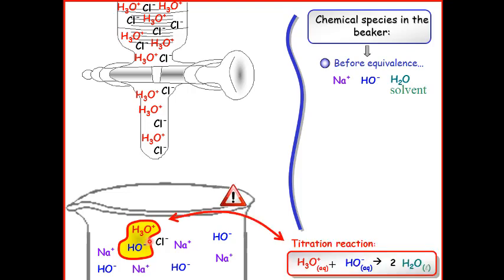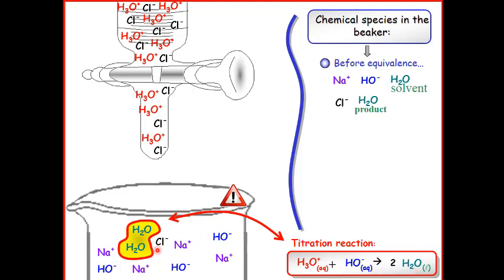Look, according to this reaction, which is the titration reaction, so this H3O+ and OH-, as you can see here, will react together to produce what? 2H2O, that is liquid, that is the solvent. So what happens actually here? Can you see there is no more the H3O+ that comes down from the burette, and there is no more OH-. They reacted together producing two water molecules, which is a solvent.